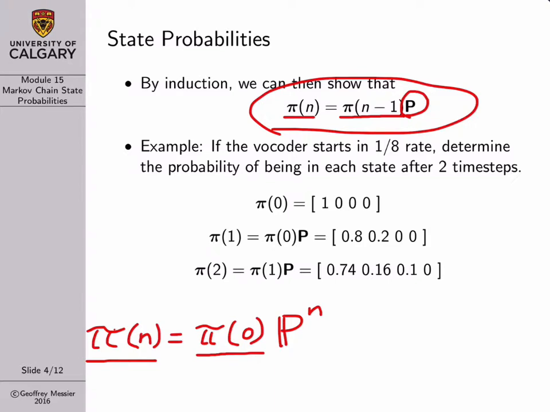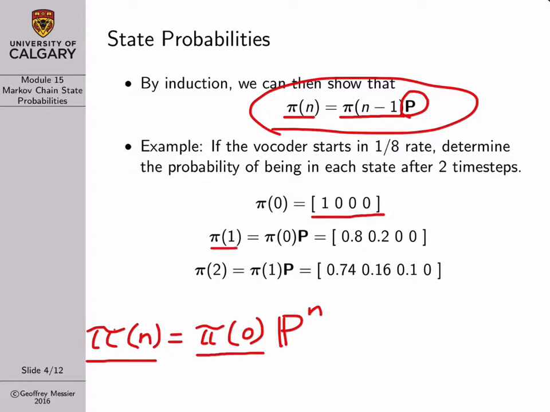And just as an example to show how this works a little bit more, if we consider our Vocoder Markov chain, let's assume that we have an initial state probability vector that looks like this. So essentially we're saying that when our Markov process starts off at time 0, it always starts off in the lowest rate state, in the 1/8 rate state.